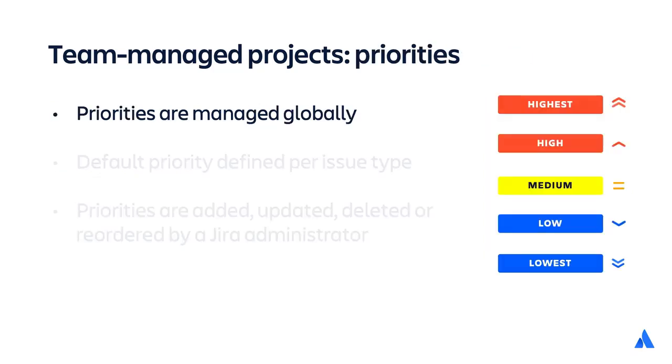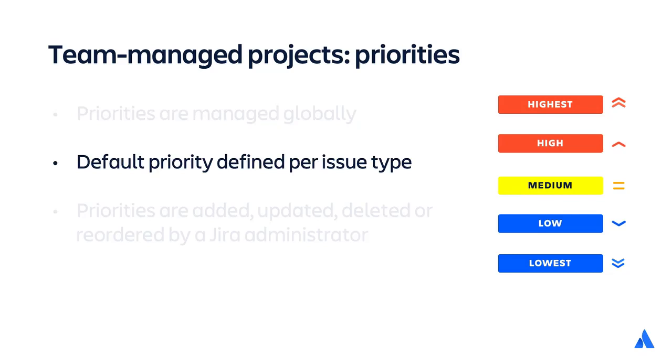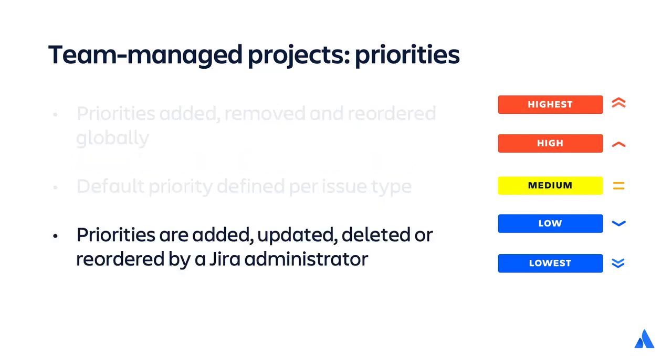For priority fields, priorities are managed globally across both team and company-managed projects. A default priority can be defined per issue type for each project by a project administrator. Priorities can only be added, updated, deleted, or reordered by a Jira administrator.